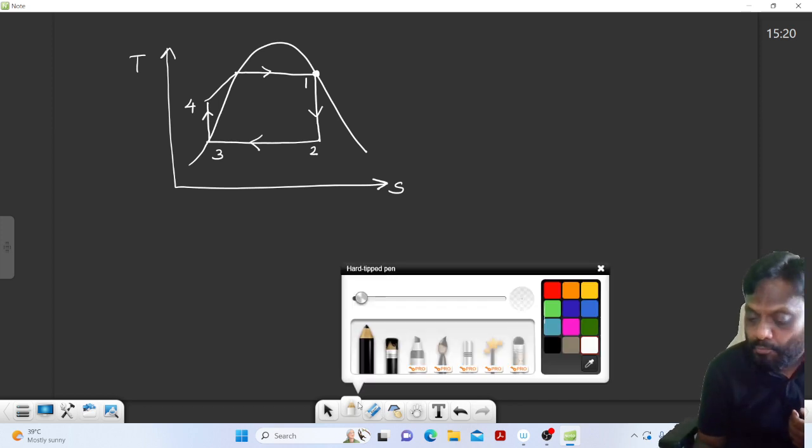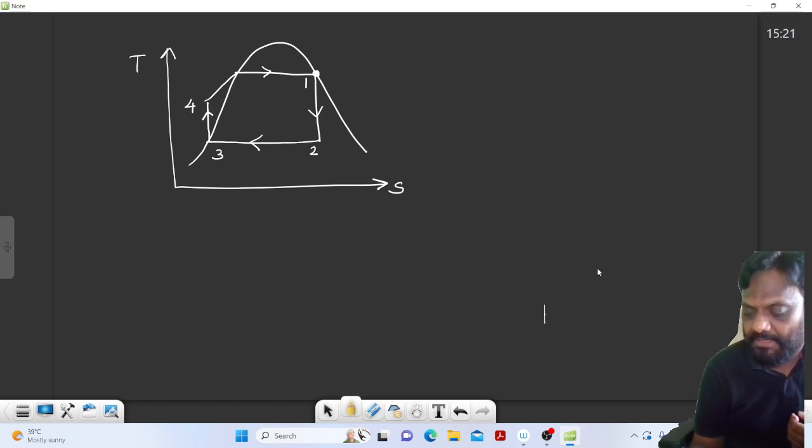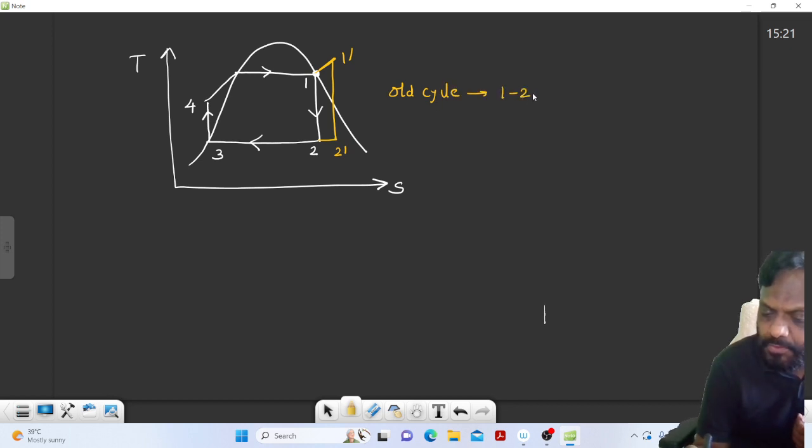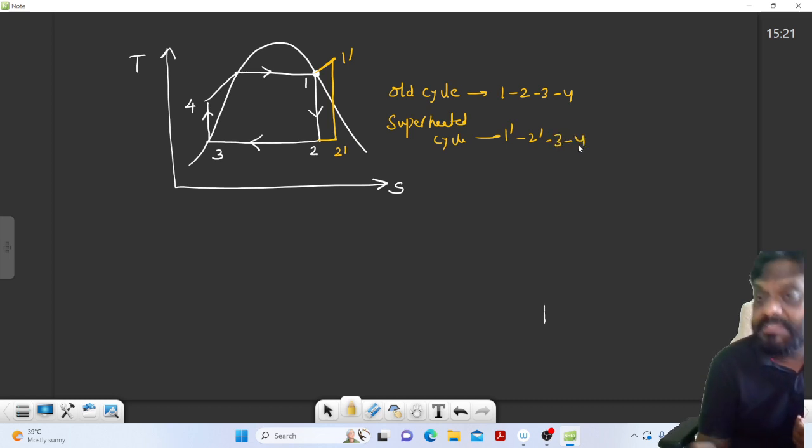Now he says superheating is added to the cycle. Let's go for it. So superheating is done from 1 to 1 dash. This is superheating. Chalo, this is a superheated cycle. So let this be 1 dash and let this be 2 dash. So the old cycle, meaning the original cycle, is 1, 2, 3, 4. I repeat, 1, 2, 3, 4. And the superheated cycle is 1 dash, 2 dash, 3, and 4. See what is happening.